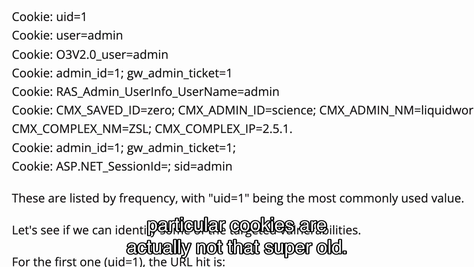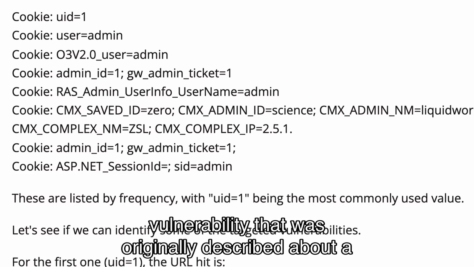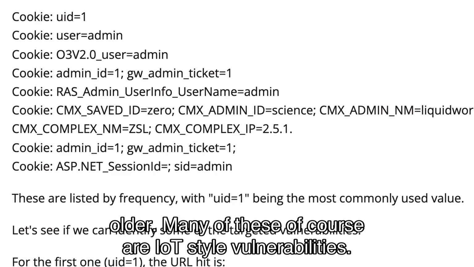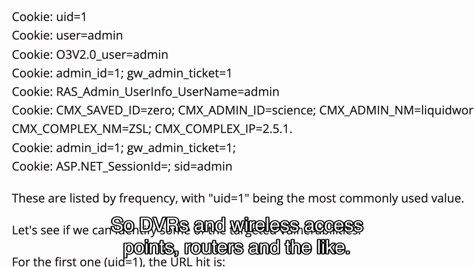and the exploits or the vulnerabilities being associated with these particular cookies are actually not that super old. Like the first one here, UID equals 1, goes with a DVR vulnerability that was originally described about a year ago. We also have this user equals admin, a little bit older. Many of these, of course, are IoT-style vulnerabilities, so DVRs and wireless access points, routers, and the like.